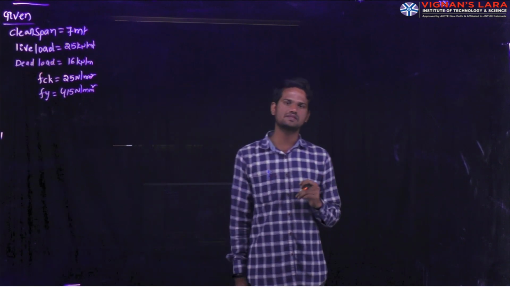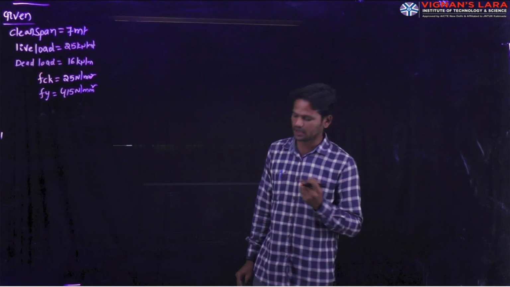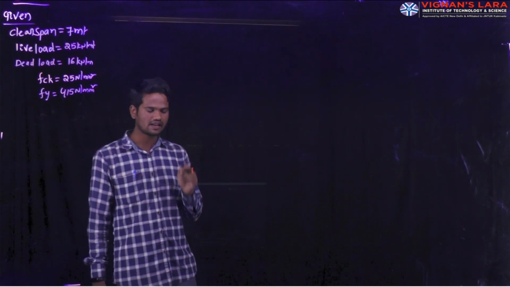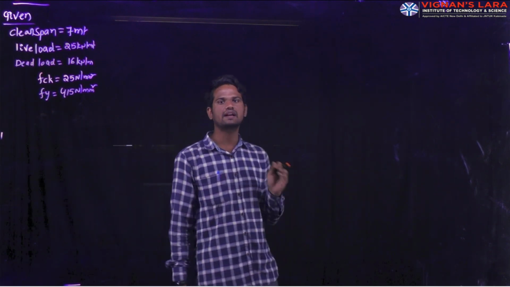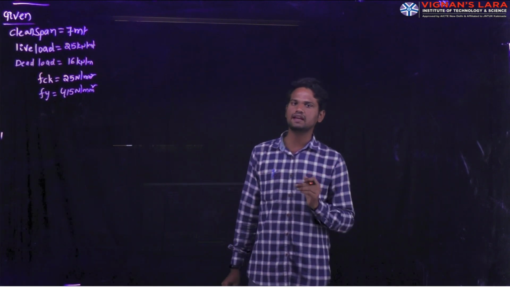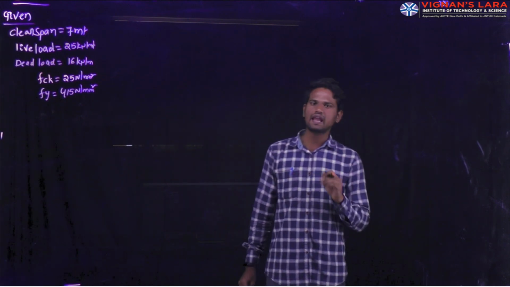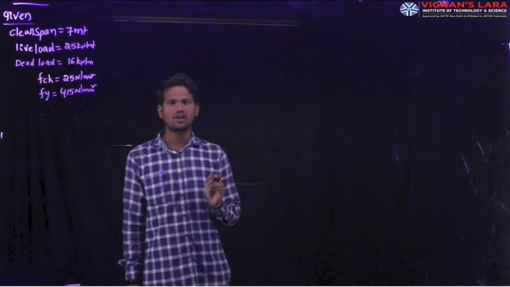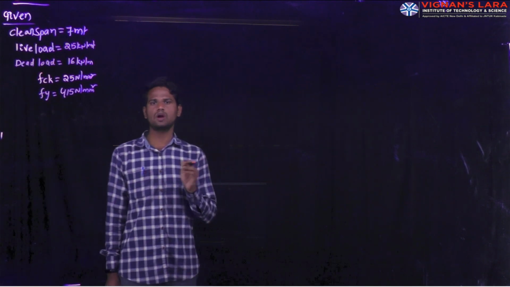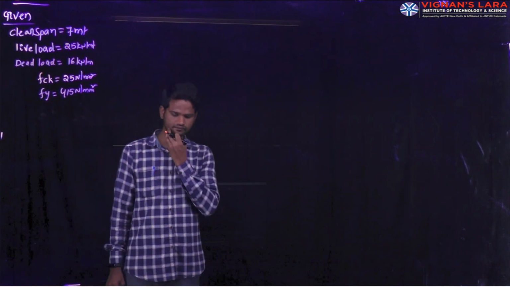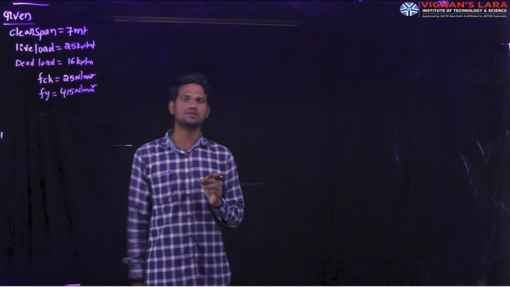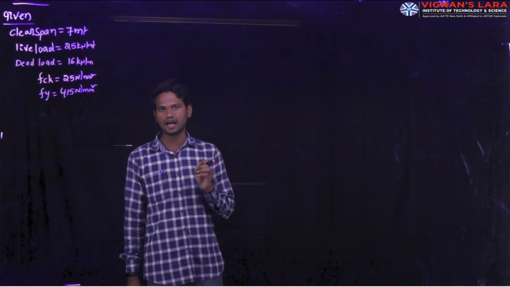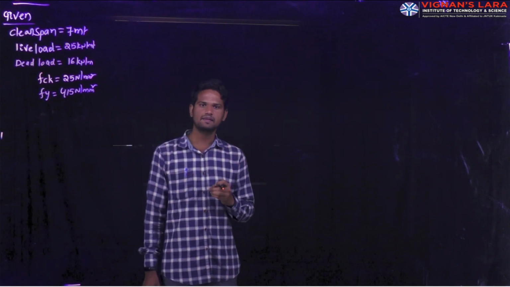The first step is to calculate the span to depth ratio. Later we have to calculate the effective span, and after that the different types of loads acting on the beam. After the load calculations, we have to calculate the shear force and bending moment. For that shear force and moment of the section, we have to provide the steel reinforcement. After provision of the steel reinforcement, we have to check whether the provided reinforcement is within the permissible limit or exceeding it.